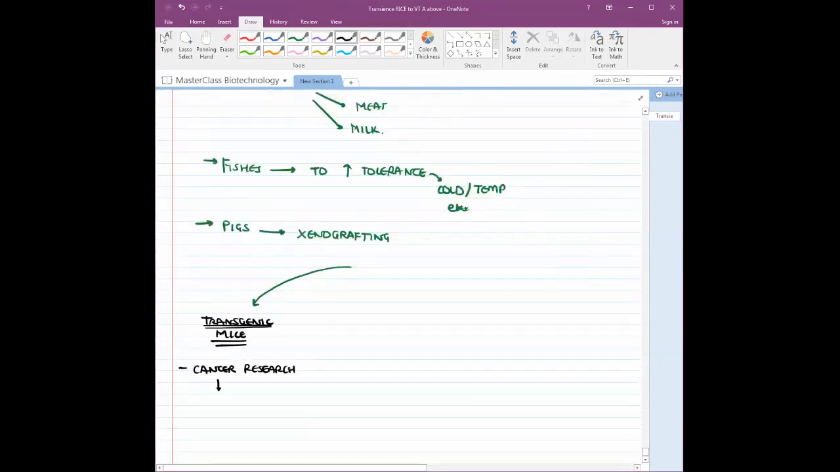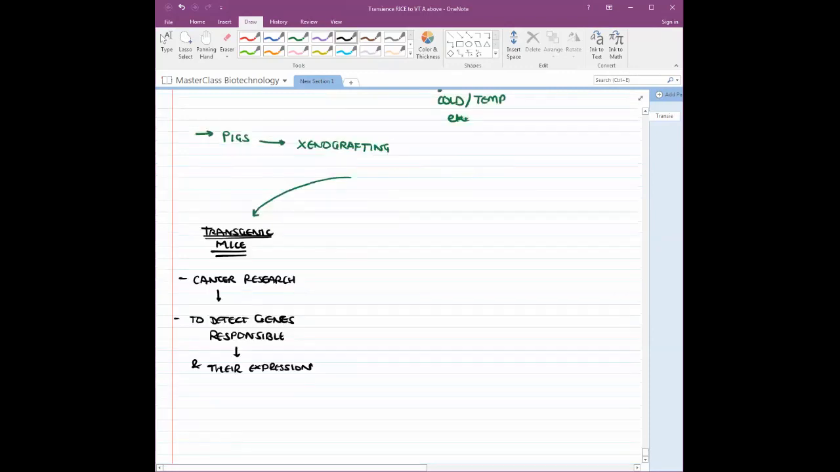Why? To detect the genes responsible for cancer, and we also study their expression. Next thing, guys, we are also going to study breast cancer with the help of these. For breast cancer, what we do is we look at the MYC and the RAS genes basically.